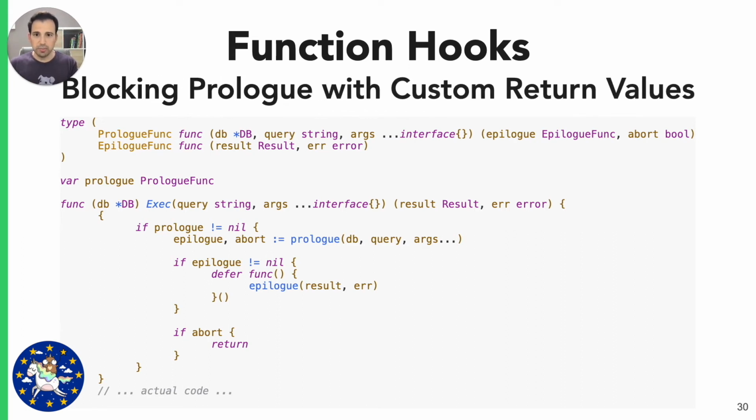And so the last missing piece is being able to change the return values. So we are changing the epilog function type so that now it expects the instrumented function results by address. And so we pass them here by address so that the epilog can change the return values when required.